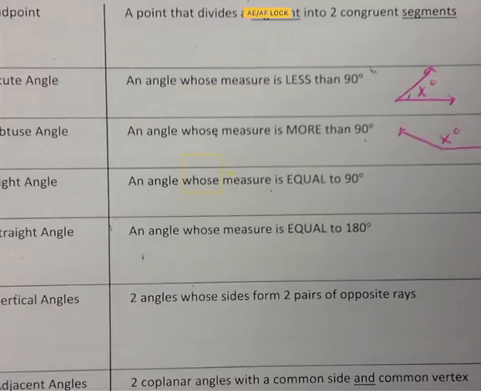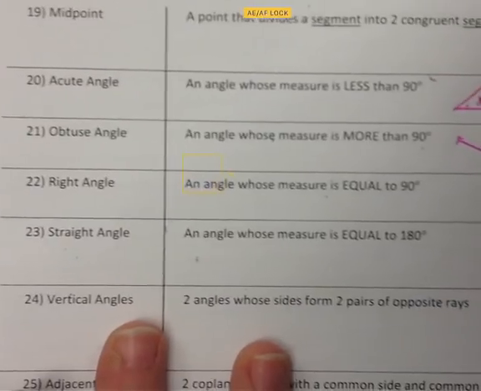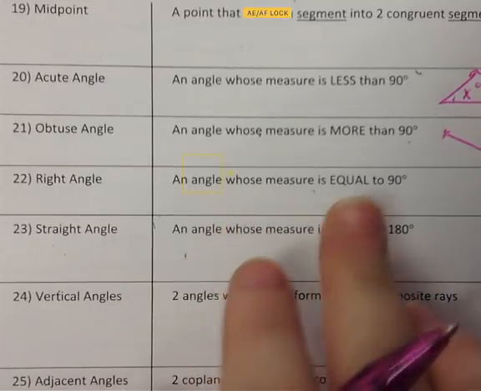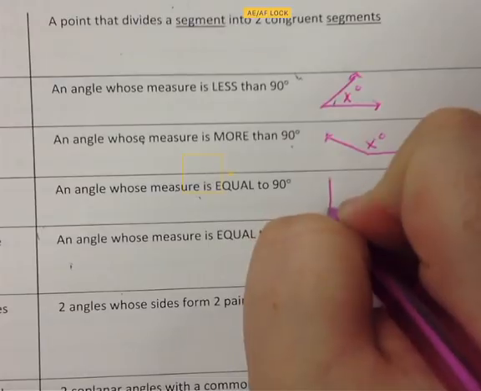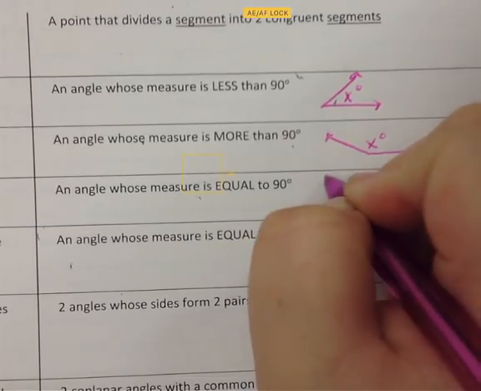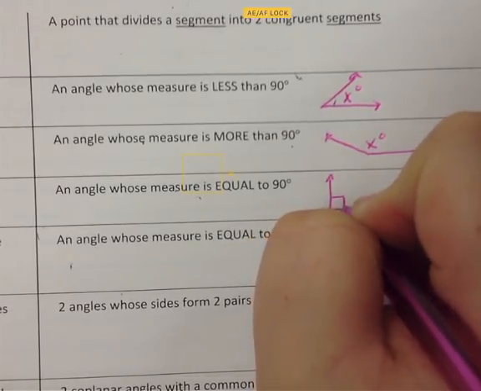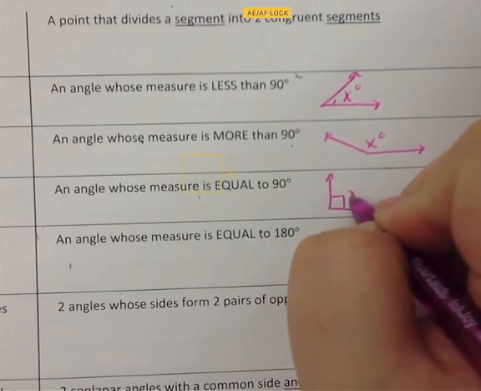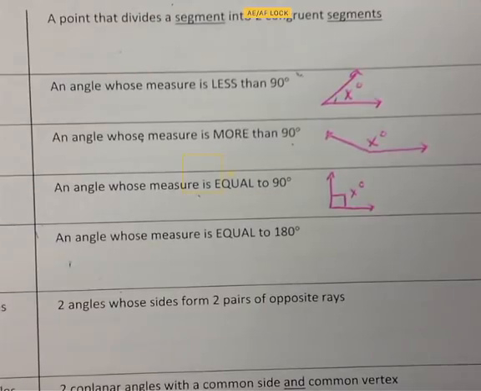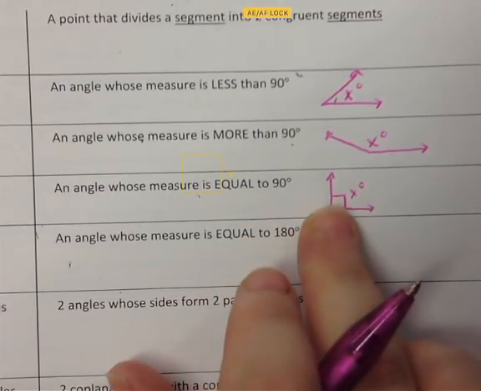A right angle is the next word. A right angle is an angle whose measure is equal to 90 degrees. Now, when we draw a right angle, to show that this is in fact a right angle, we use a box to represent that right angle, and this is our x degrees. This should be 90 degrees.